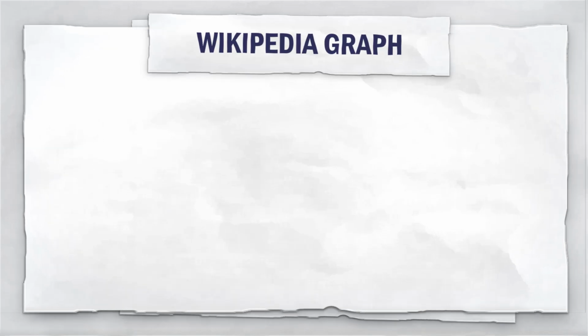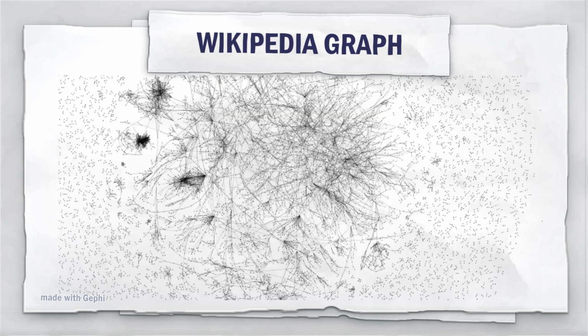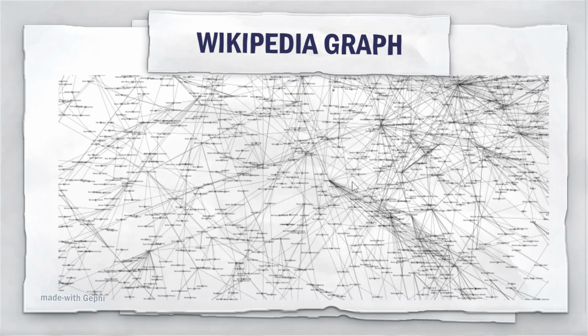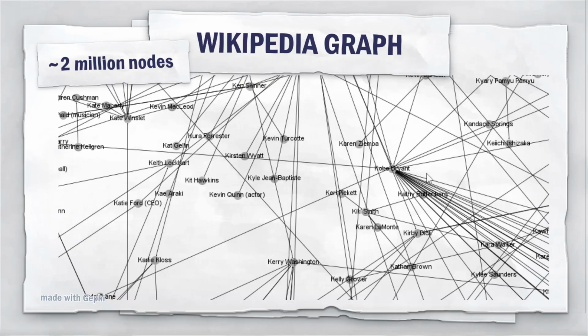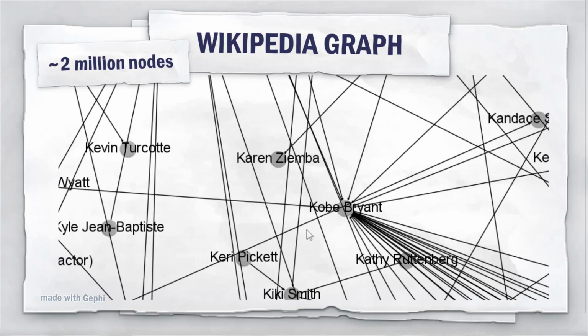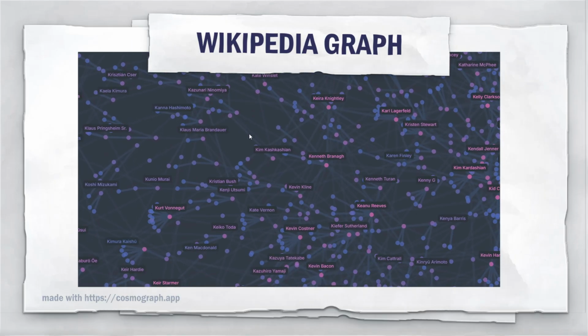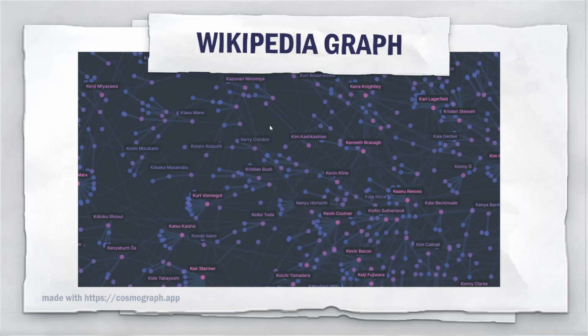And so, for my project, I built a Wikipedia graph, but not a full one. I was only looking at the English Wikipedia. Other languages have their own completely separate graphs. And I was only looking at articles about people. Still, there are over 2 million nodes in this graph, 2 million people on Wikipedia, and almost 9 million links between them. I really wanted to show you the whole thing, but my computer didn't. So here's just the people whose names start with a K.